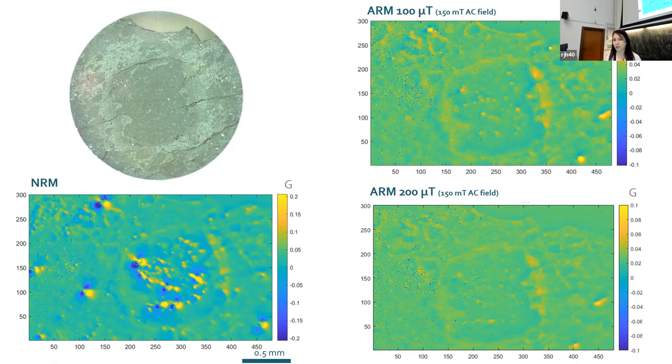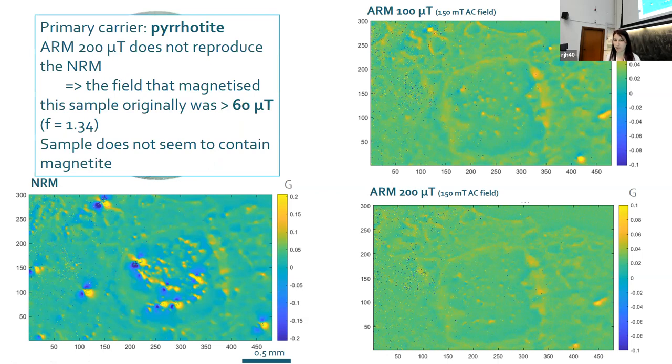Because applying a 200 microtesla ARM didn't reproduce the NRM at all, we can conclude that the field amount is more than 60 microtesla. And here we use calibration of 1.34. And once again, assuming TRM and CRM ratio equals one. Sorry about that. Yes, the sample does not appear to contain magnetite, but it might just be too small.